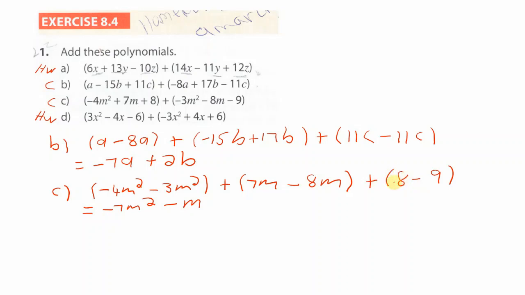And then finally, we have 8, we owe 9, we don't have enough. To owe is negative. We owe the difference between 9 and 8, which is 1. And then we cannot add unlike terms. M squared, m and 1 are all unlike terms. So this is our most simplified solution.